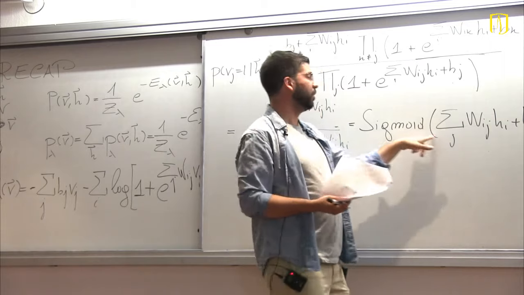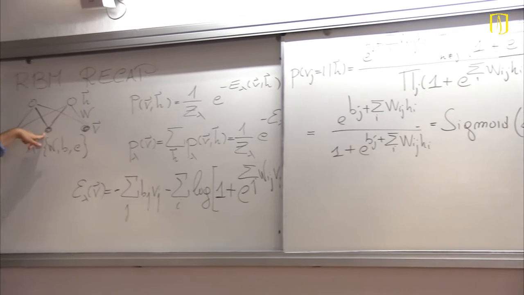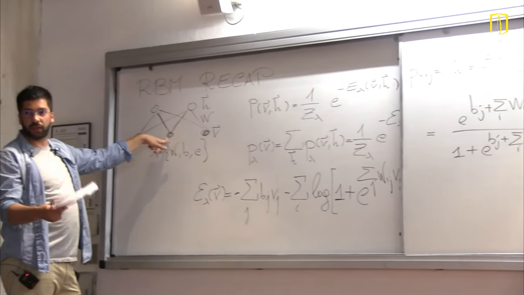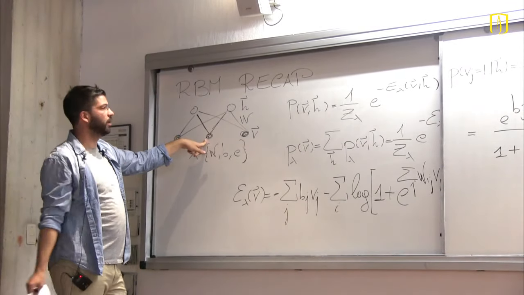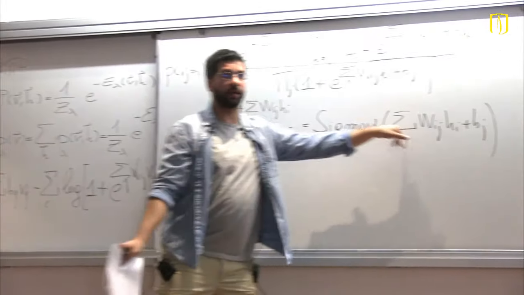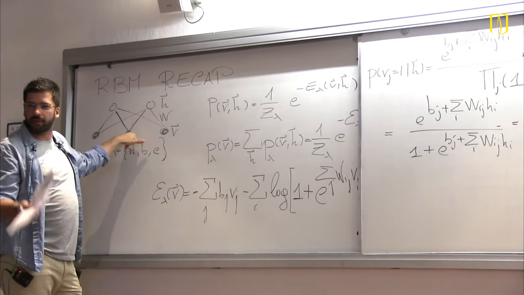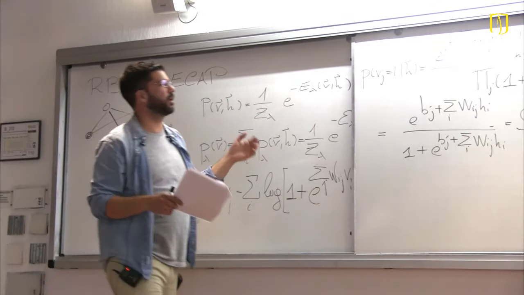So if you go to visible unit J and ask what's the probability of this being 1, remember these are stochastic variables, so they're either 0 or 1. Then you compute all the signals you receive from all the hidden units it is connected to. You sum it, you add the bias, and you compute the sigmoid. So this is essentially the same as the feed-forward neural network.